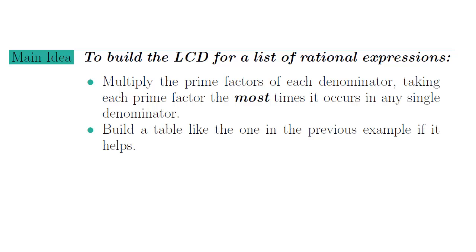So let me summarize the main idea for building least common denominators. To build a least common denominator for a list of rational expressions, first you want to multiply the prime factors of each denominator. Take each prime factor the most number of times it occurs in any single denominator. Build a table like the one in the previous examples if it helps.